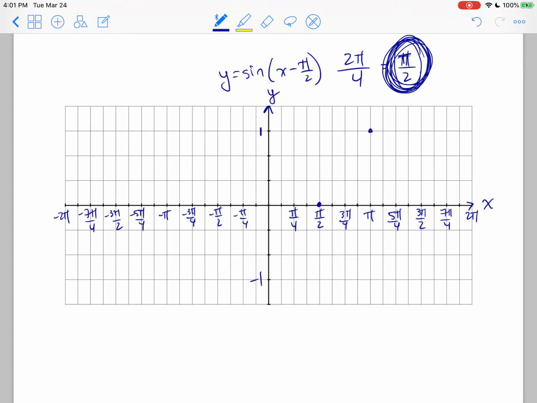And that was 1, 2, 3, 4 boxes. So I'm going to go 1, 2, 3, 4 boxes to get back to 0. And then 1, 2, 3, 4 boxes to get to -1. And then I can keep this going. So 1, 2, 3, 4 boxes brings me here to the y-axis, and 1, 2, 3, 4 brings me here to 0, and then 1, 2, 3, 4 up to 1, 1, 2, 3, 4 back to 0, 1, 2, 3, 4 back to -1, and we are good to graph this.